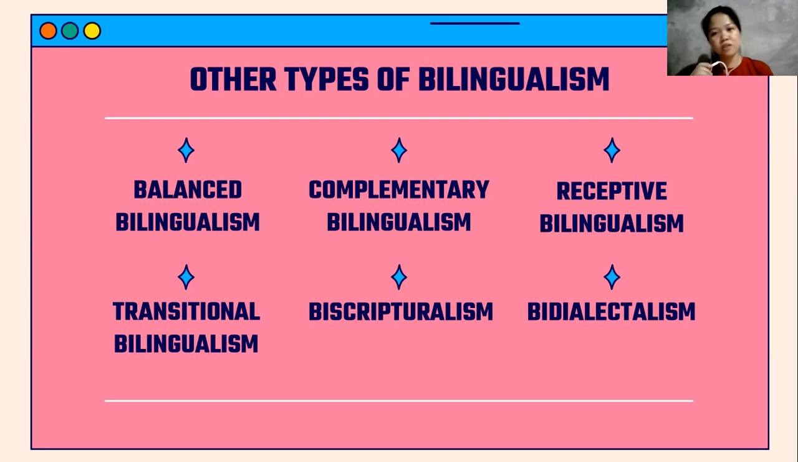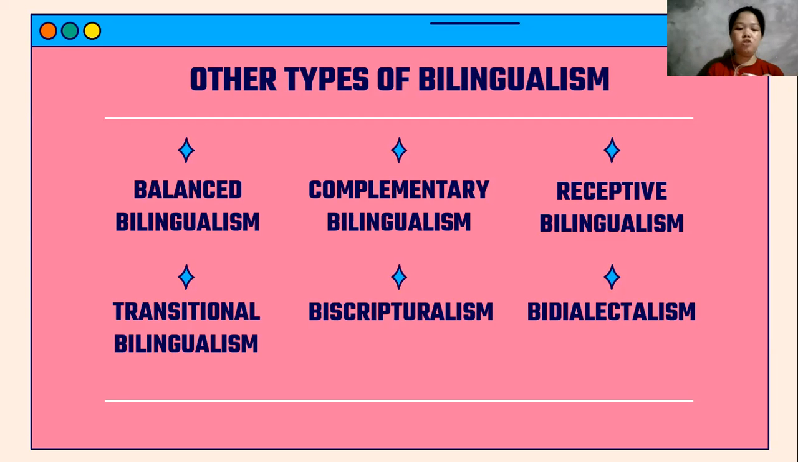Now, receptive bilingualism is the ability of a learner to comprehend two languages but speak and write only one of them. A very good example of this is Jisoo of Blackpink. The three other bandmates are considered balanced bilinguals because they can speak English and Korean eloquently, but Jisoo can understand Korean and English but can only speak in Korean. So Jisoo is a receptive bilingual.